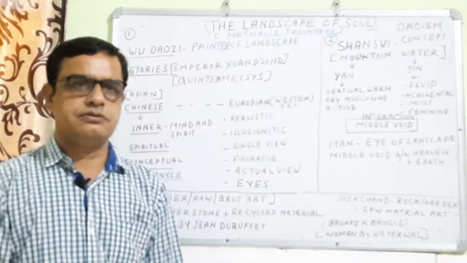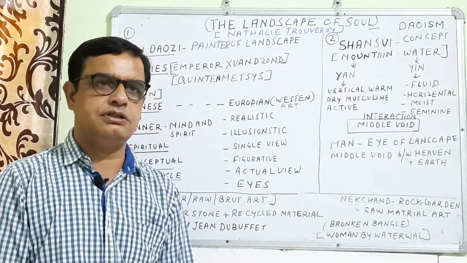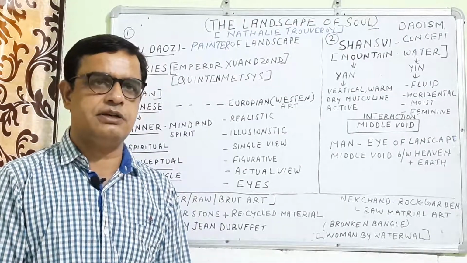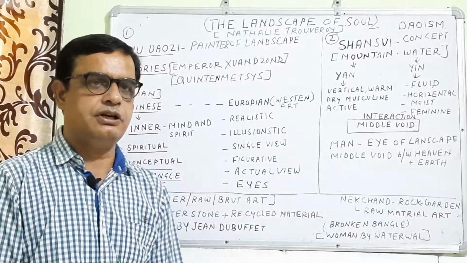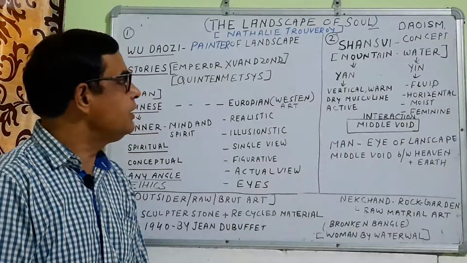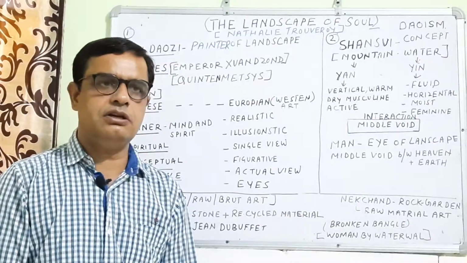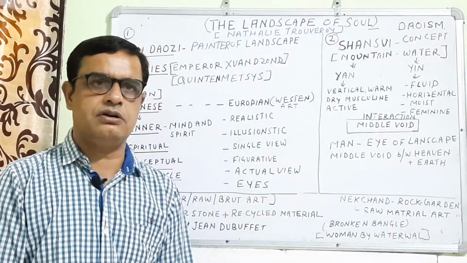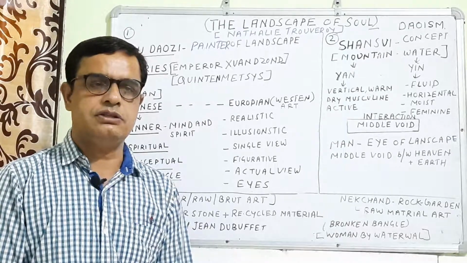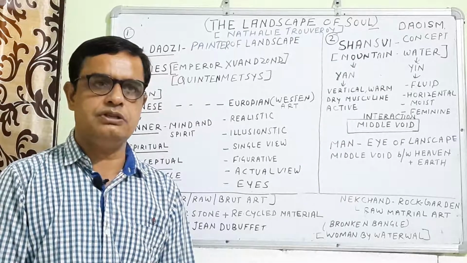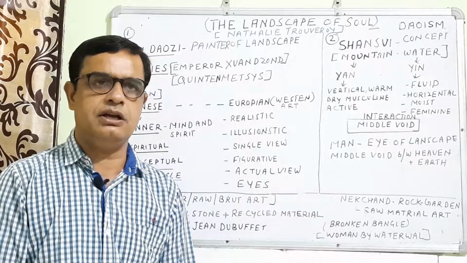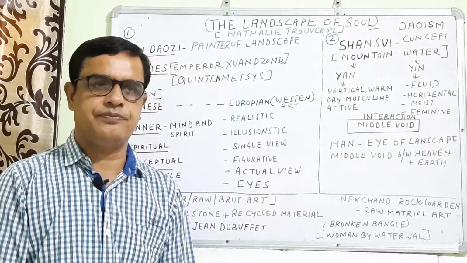Dear students, today we want to discuss, read and explain the chapter The Landscape of the Soul, written by Nathalie Trouveroy. Nathalie Trouveroy is a famous European art author. She has written two stories about the Chinese painting and the Western painting.